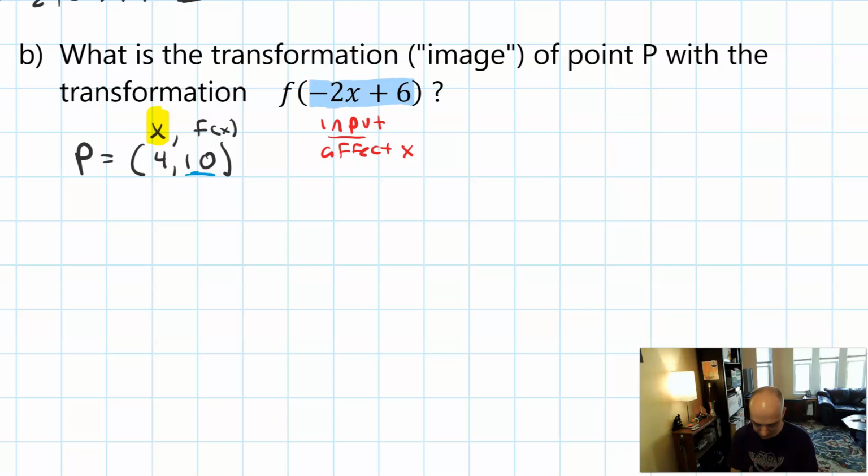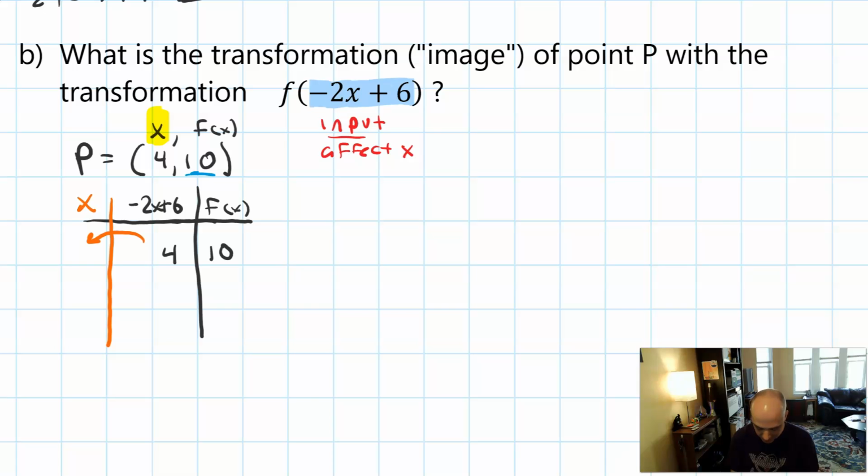If we think about what f(x) really is, it basically is like an in-out table where the only thing we know is 4 and 10. But if instead of having x here, I have negative 2x plus 6, I'm basically trying to work backwards in the table to figure out what x would actually be. So here's how you do it. I need to know what will make this equal to 4.